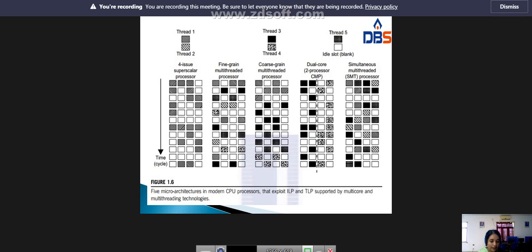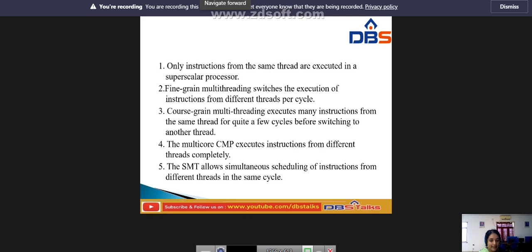Another thread. The multi-core CMP executes instructions from different threads completely. SMT means what? A simultaneous multi-threaded processor schedules instructions from different threads in the same cycle. The blank squares correspond to no available instructions for an instruction data path at a particular processor cycle. So more blank cells imply lower scheduling efficiency. This is the diagram of multi-threading. Okay? Next, coming to GPU computing to exascale and beyond.